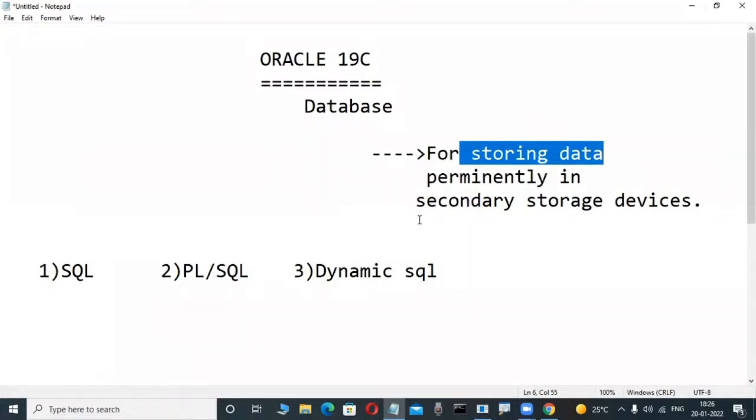Actually, databases are not only for storing data, but also for efficient retrieval of data, which is important. Suppose, for example, observe the screen.